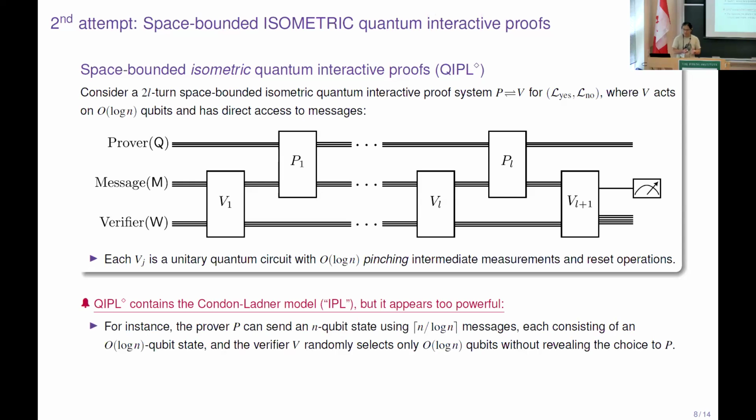So the prover and verifier can do something like this. The prover can send a very long state, like an n-qubit state, in n over log n segments, and each segment is just log n qubit messages. Of course, the messages could be entangled. The verifier only needs to choose a small number of qubits from this very long state and then do some computation. Of course, the prover doesn't know the choice of the verifier. If you know the local Hamiltonian problem, a quantum analog of maximum k-SAT, it turns out this simple protocol can verify QMA. So it looks too powerful.